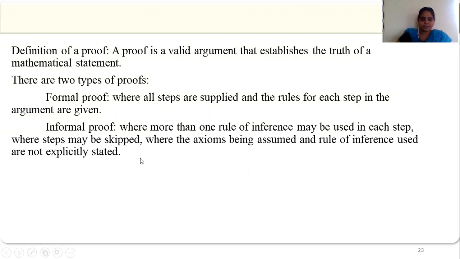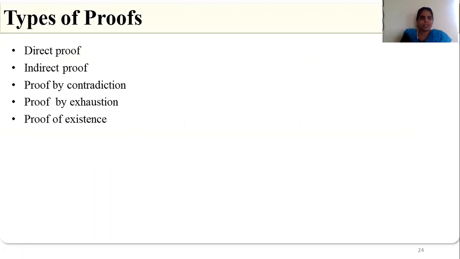Okay, these are the types of proofs. We have totally 5 types of proofs. One is direct, indirect, proof by contradiction, proof by exhaustion, and proof by existence.